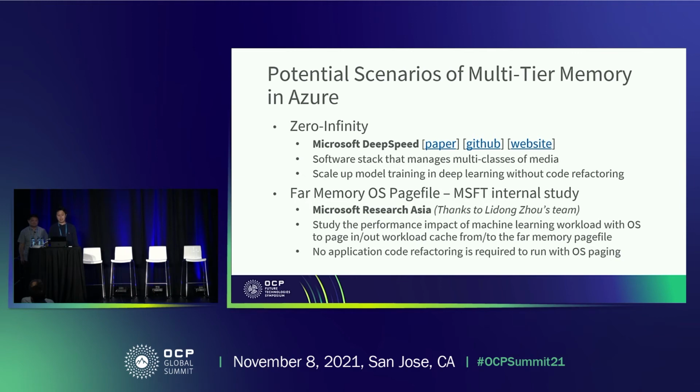The second scenario we are talking about is using the file memory as an OS page file. This is a Microsoft internal hackathon study. We tried to study the performance impact for the machine learning workload owned by our Microsoft Research team, to see if we use the file memory as an OS page file, how that impacts the application performance. Also, we don't need the application code to be refactored in order to run on the operating system paging, because that is already built inside the operating system itself.